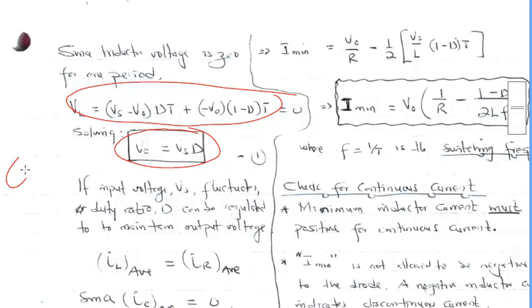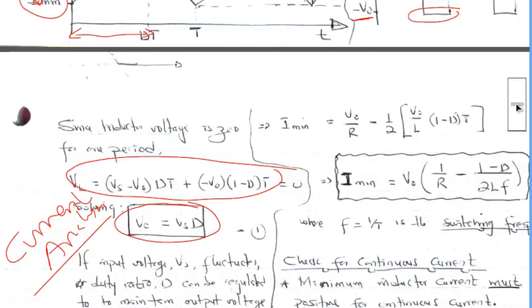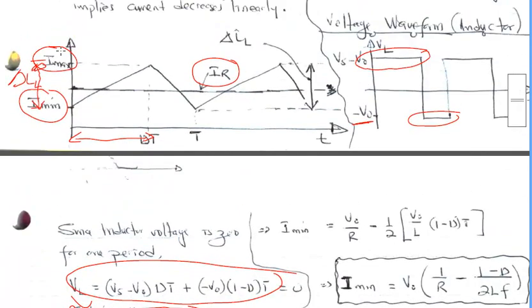Now current analysis. Our next focus is going to be on current analysis. How do we find the average inductor current? And then how do we go on to find the minimum inductor current, and the maximum inductor current? And then how do we check to make sure that this buck converter is actually operating in a continuous current mode, which means that our I min, the minimum inductor current, is not 0?